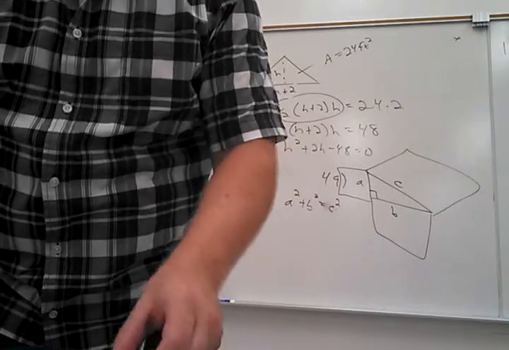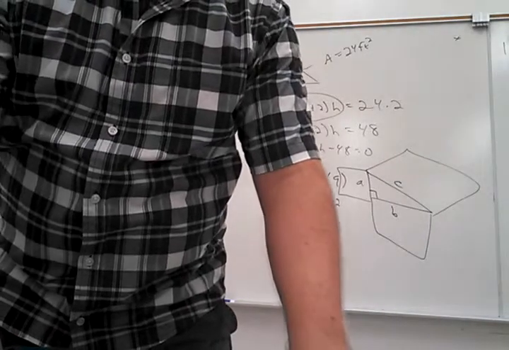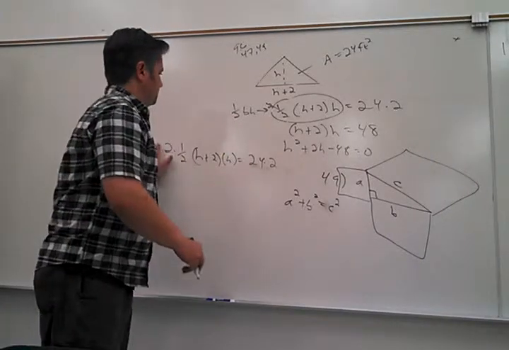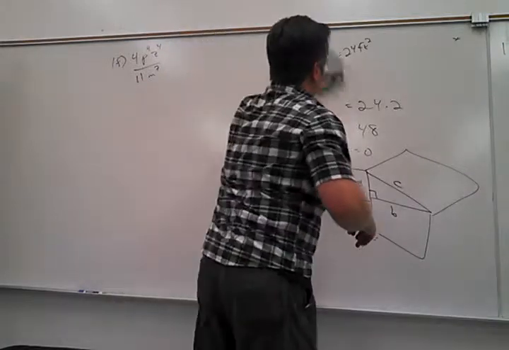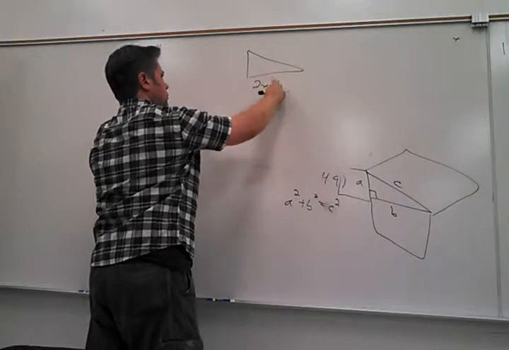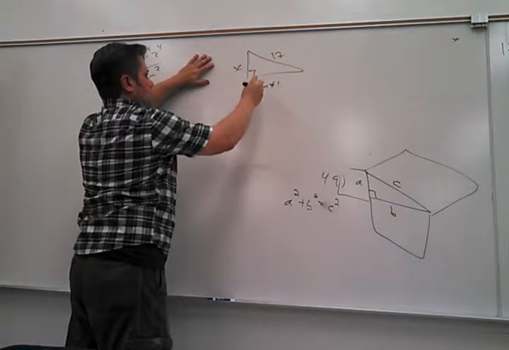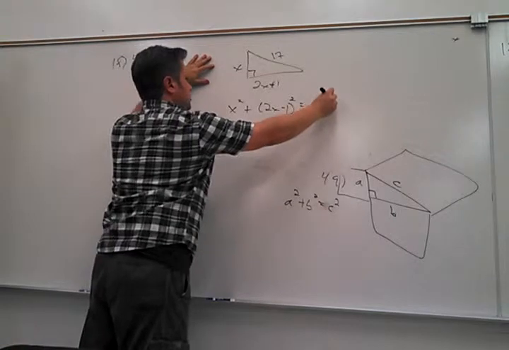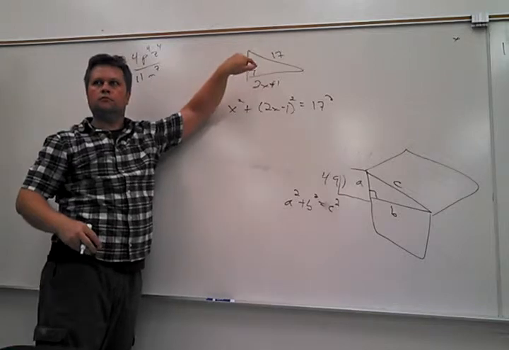Say again? I'm sorry, which one? Just 49. Oh, this guy. Yeah. So for this triangle, they tell you it's 2x plus 1, plus 1 or minus 1? Minus 1. So then I have x squared plus 2x minus 1 squared equals 17 squared, right? The squares of the two legs equal the hypotenuse squared when you add them.